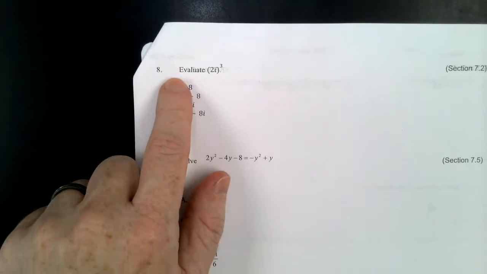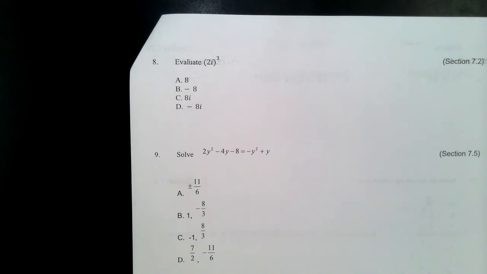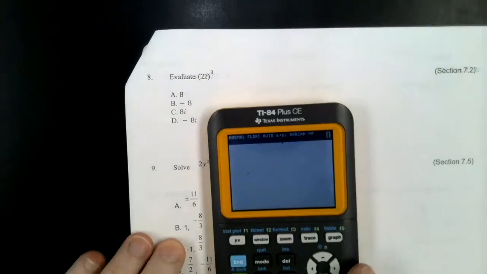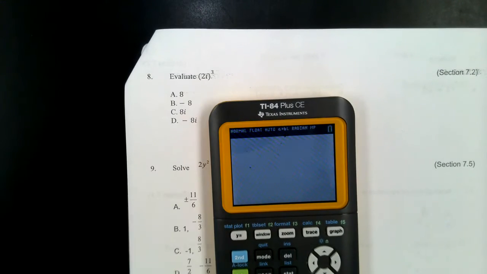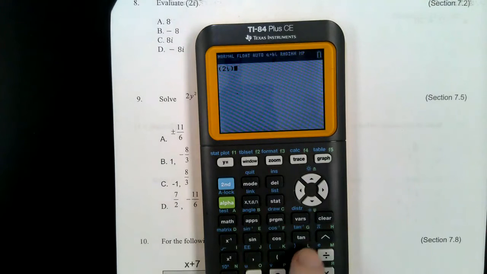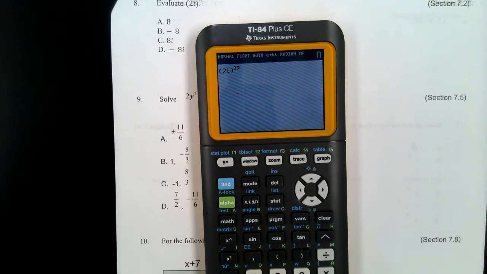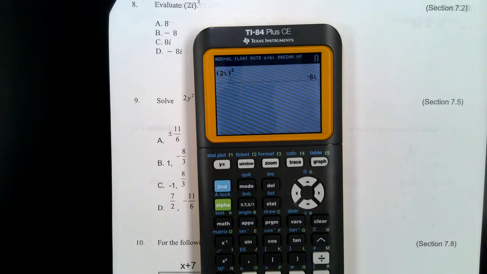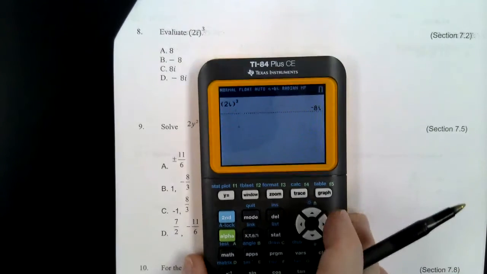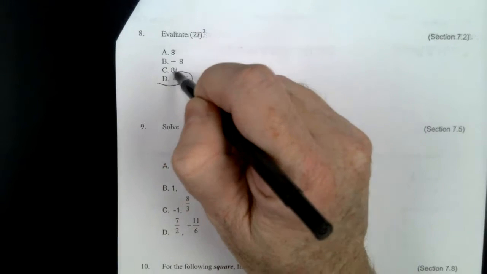Okay, so then number 8 can also be solved in the calculator now that we have that knowledge of i. You just type it in how it looks: parentheses, 2i, and then to get the third power, you're going to need that caret button, and you type in a 3, you hit enter, and there it is, negative 8i. So it is literally D.